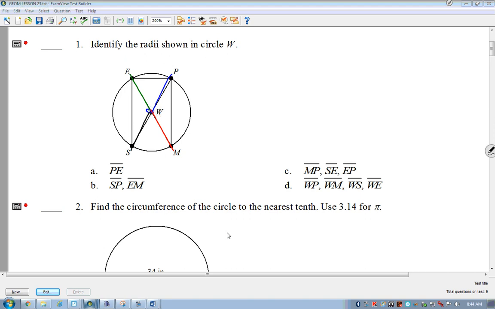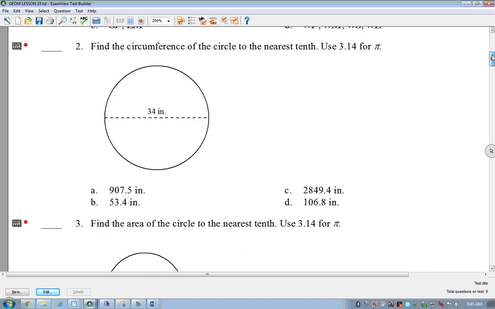You do have chords like PM is a chord, PE is a chord, ES is a chord. SP. What is SP? Can anybody tell me what SP is? It's a diameter. It's a diameter and a chord. So is EM. It's a diameter and a chord. But those four are our only radii. Or radiuses. I don't think they like you to say that though.